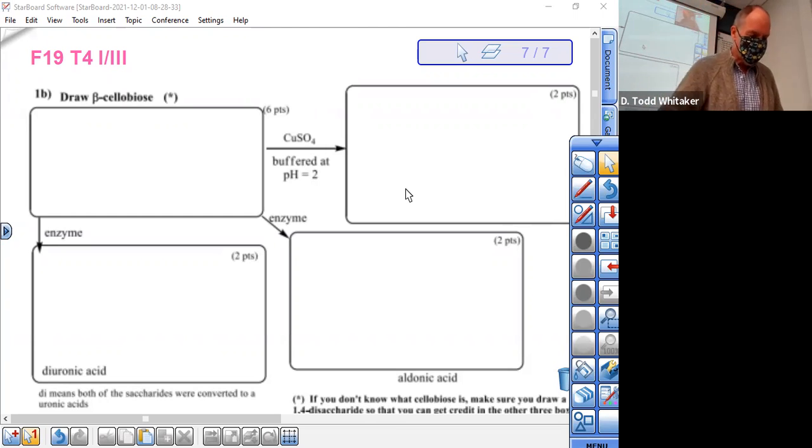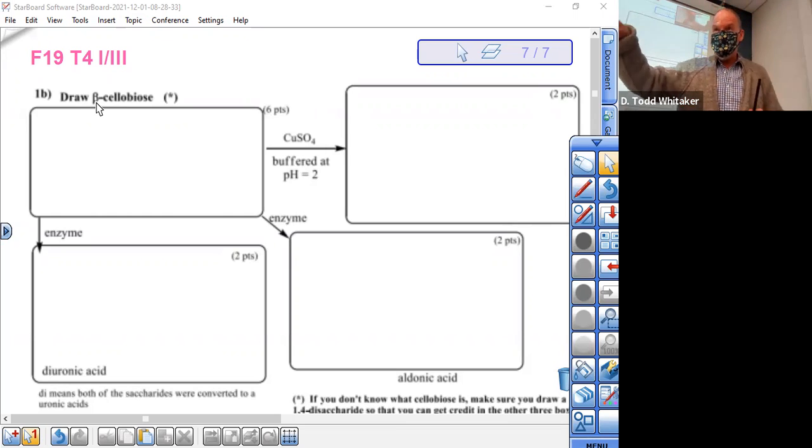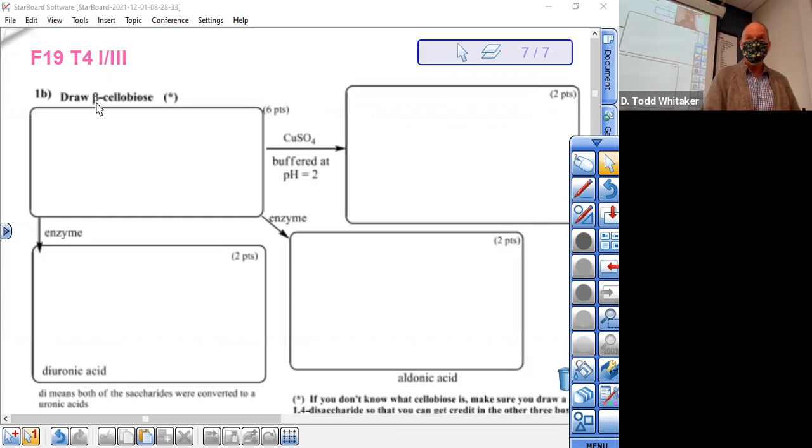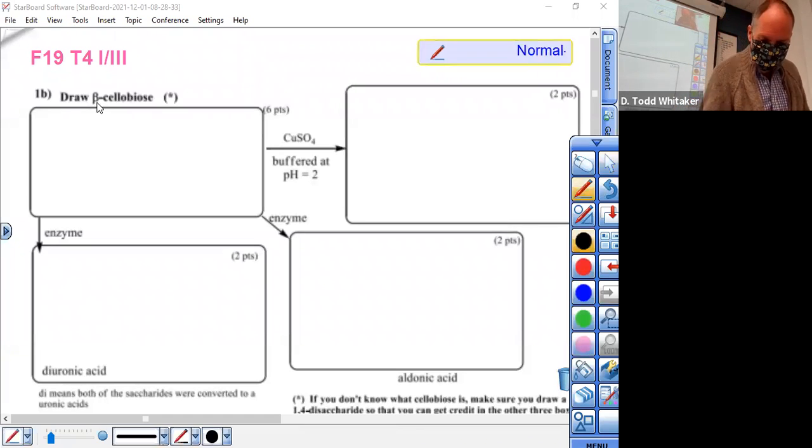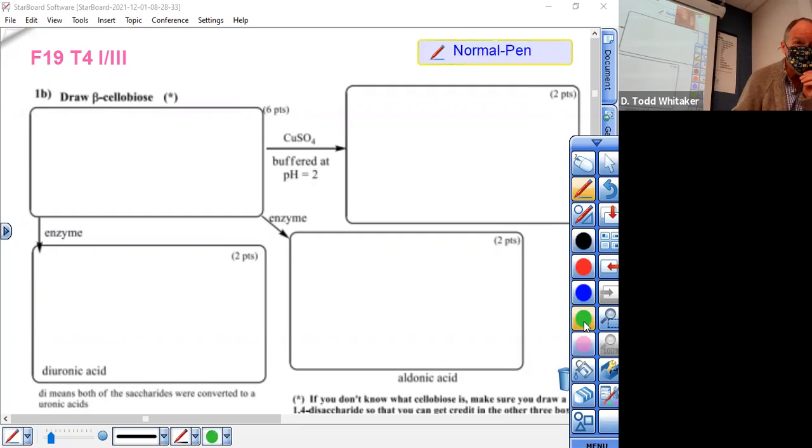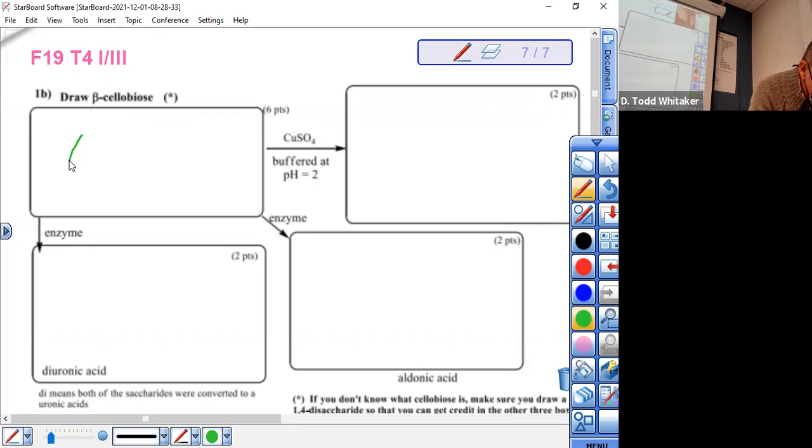Drawing beta cellobiose. This beta is referring to not the linkage between the 2 sugars, but the one that's a hemiacetal. Okay, for cellobiose, the linkage between the 2 sugars has to be beta. That's not that beta. That's just what makes something cellobiose. And if you really buy into the chairs, then you don't have to go looking stuff up all the time for the disaccharides.